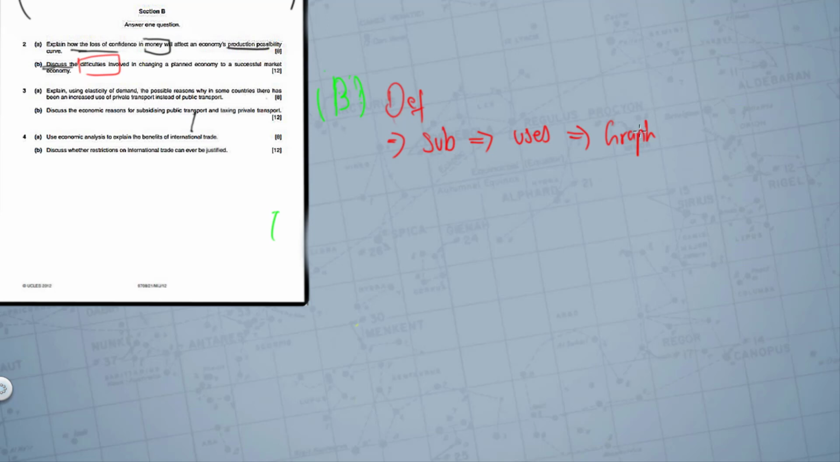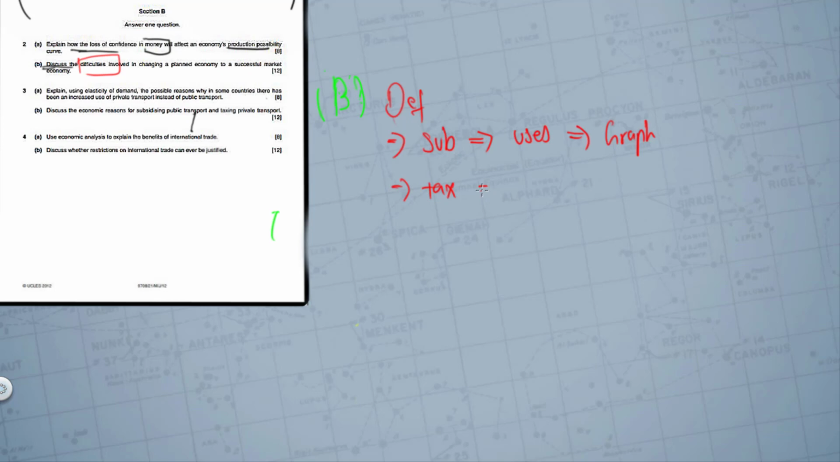I hope you guys are aware of what subsidies are and how to draw a graph of subsidies. I don't want this to turn into a topic tutorial. I want it to be focused more on past paper. So define subsidies, what are the uses of subsidies, and just make a graph and explain what subsidies are, generically speaking. The second term over here is taxation.